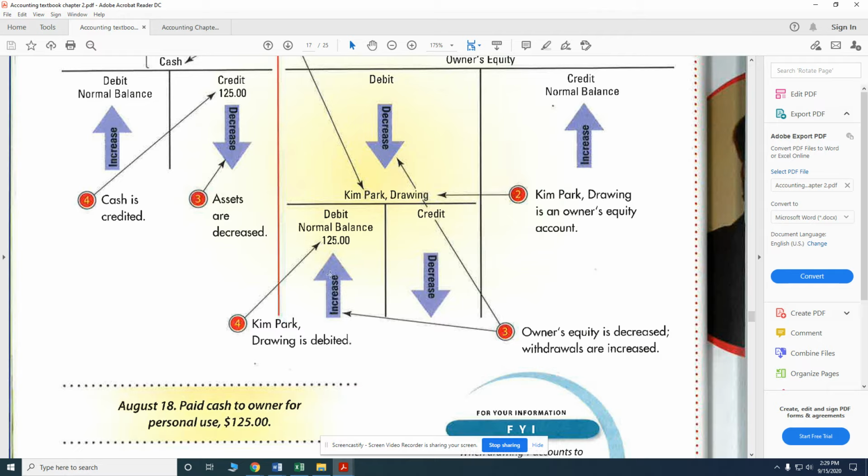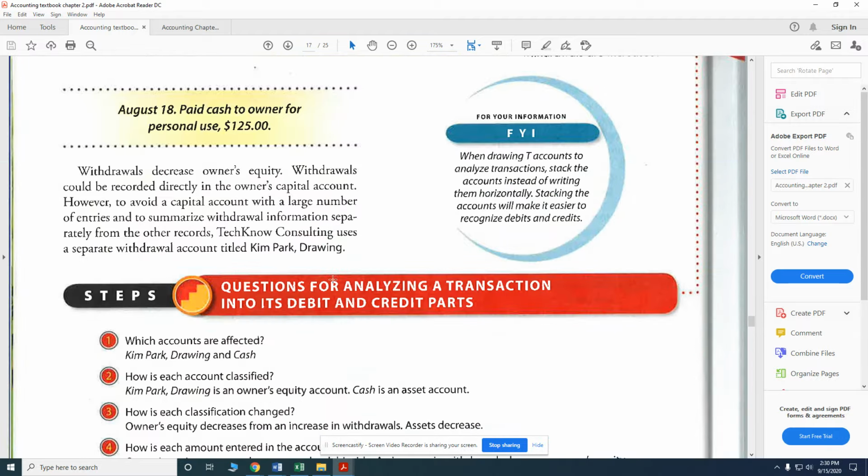I know this might be confusing because you see the arrow pointing up. All that's showing is that withdrawals went up. When Kim Park took money out, that was a withdrawal. But our equity decreased because Kim Park took money out. So drawing is debited to show the decrease.